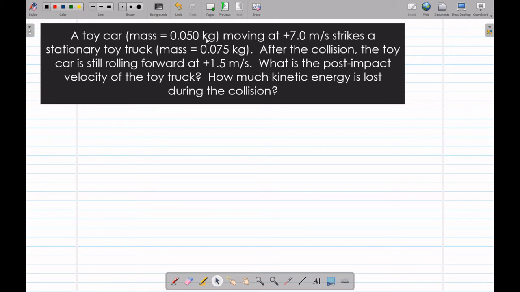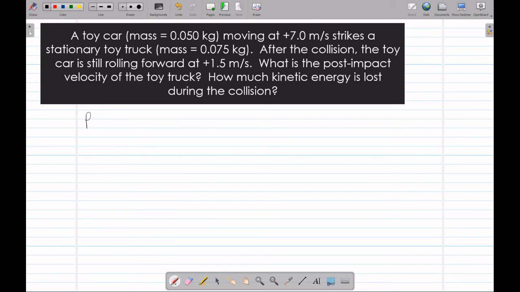A toy car with a mass of 0.050 kilograms moving at positive 7 meters per second strikes a stationary toy truck, so not moving, whose mass is 0.075 kilograms. After the collision, the toy car is still rolling forward at positive 1.5 meters per second. What is the post-impact velocity of the toy truck? And then follow up, how much kinetic energy is lost during the collision? So we have quite a few things that need to be figured out here.